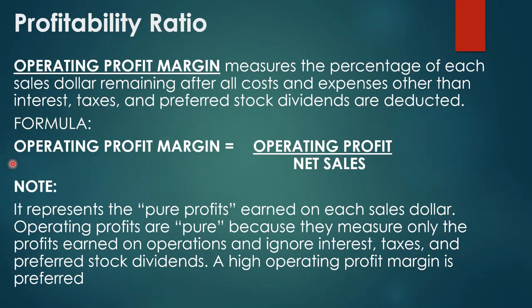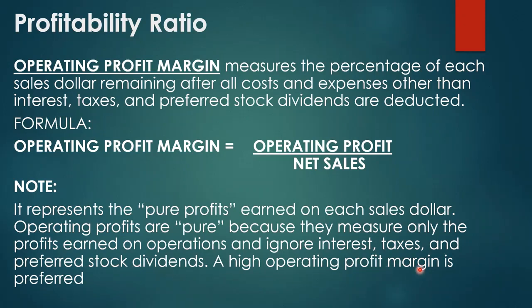Now, because of that, in connection with that, ito yung formula. Operating profit margin equals operating profit divided by net sales. Now, take note again, it represents the pure profits earned on each sales dollar. Operating profits are pure. Bakit? Because they measure only the profits earned on operations and ignore interest, taxes, and preferred stock dividends.